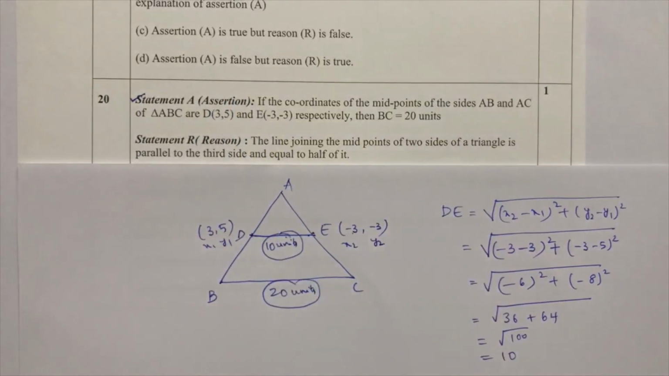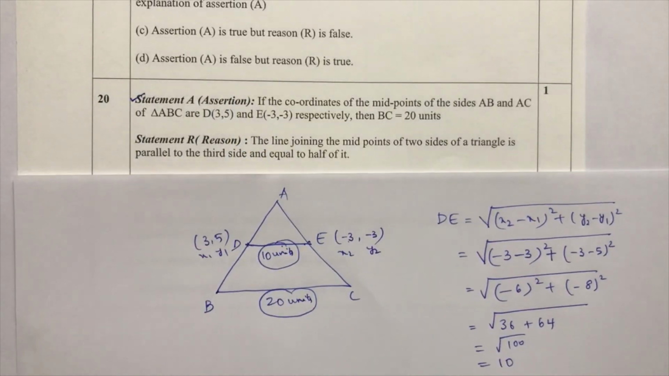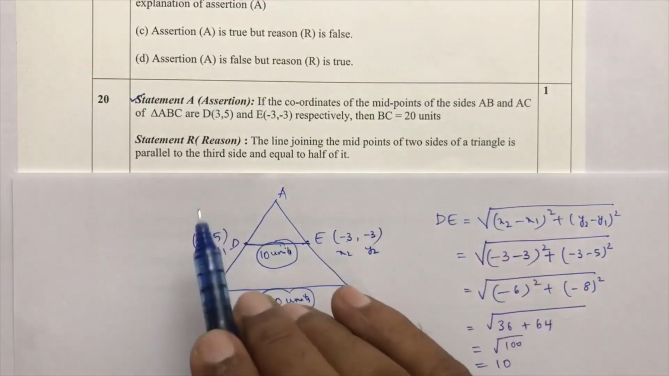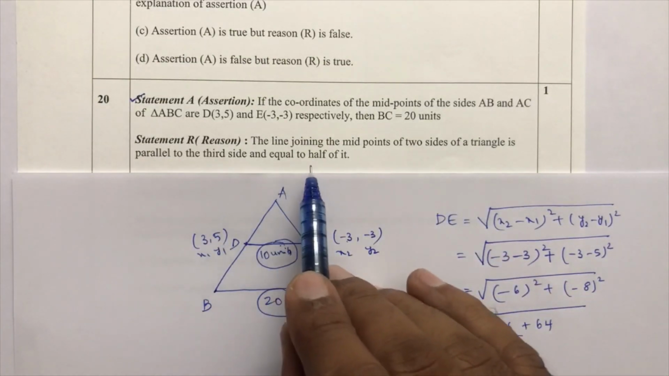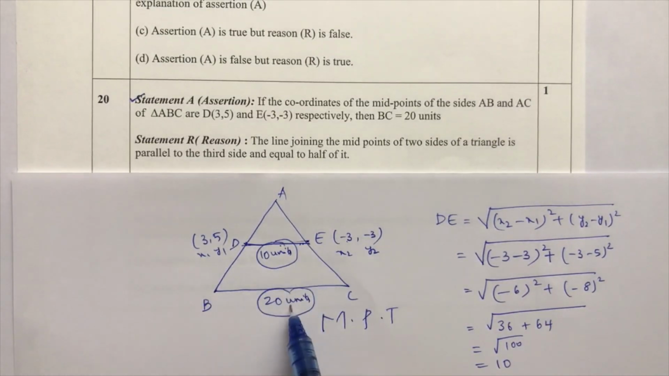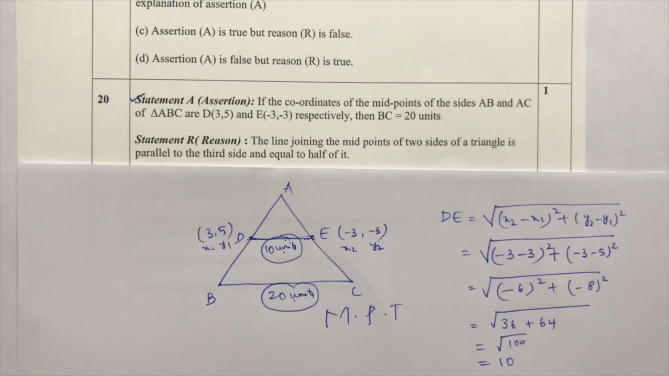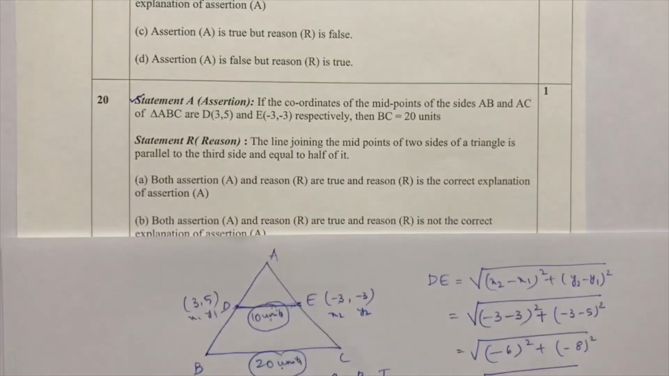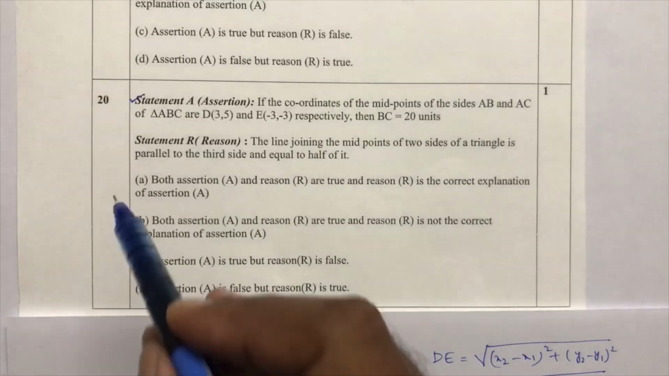The assertion is correct. Now the reason: the line joining the midpoints of two sides of a triangle is parallel to the third side and equal to half of it. According to the midpoint theorem, a line joining the midpoints of two sides is parallel to the third side and half of it. Therefore assertion and reason both are correct, and reason is the correct explanation for the assertion. So the correct option is A.